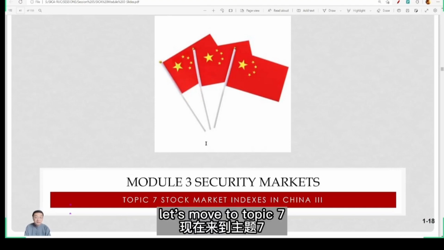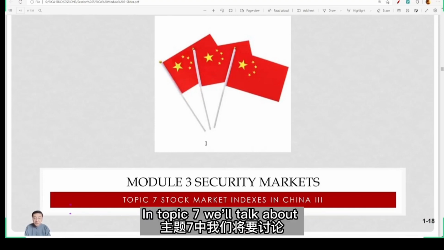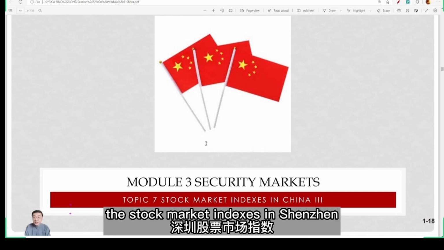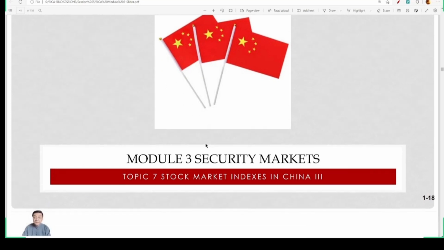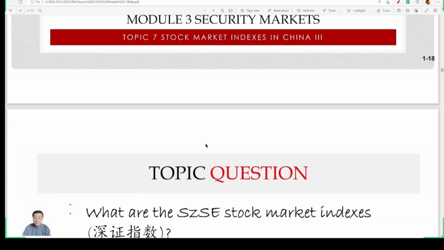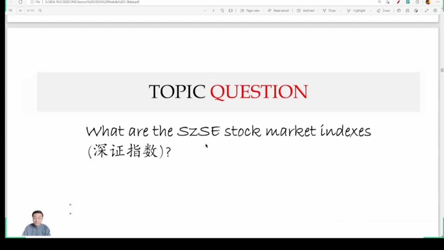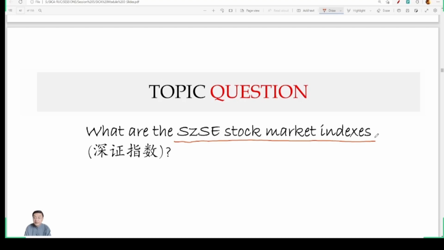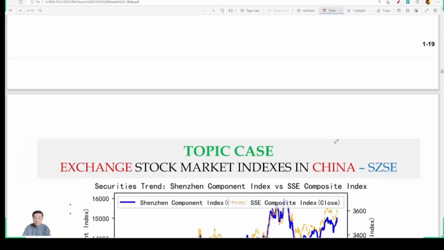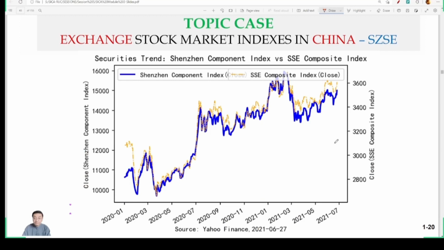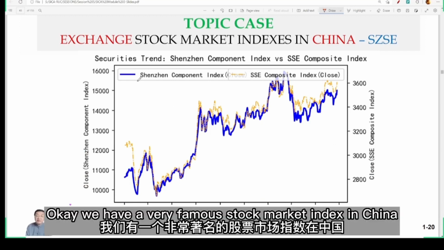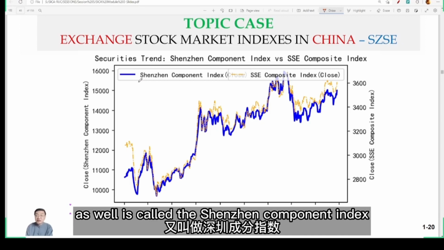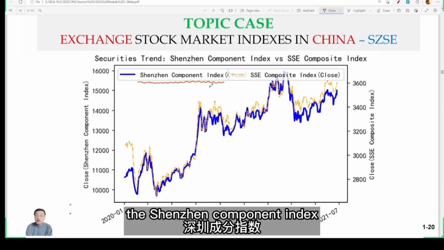Let's move to topic 7. In topic 7, we'll talk about the stock market indexes in Shenzhen, the SZSE stock market indexes. We have a very famous stock market index in China as well. It's called the Shenzhen Component Index.